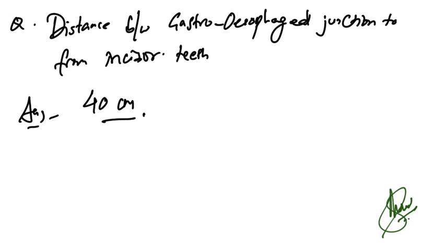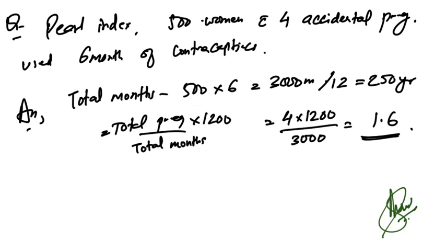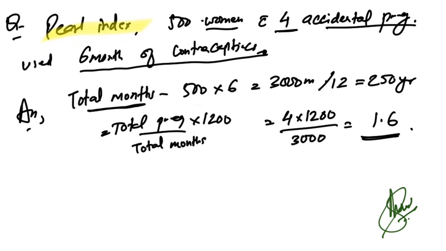Now the distance between the gastroesophageal junction to the incisor teeth is 40 centimeters. This is the correct answer, one-liners. Now the most controversial Pearl index, and most of you are confused and ask me what the correct Pearl index is. So 500 women with 4 accidental pregnancies with 6 months of contraceptive use. First we have to calculate the total months. 500 into 6, that is 3000 months.